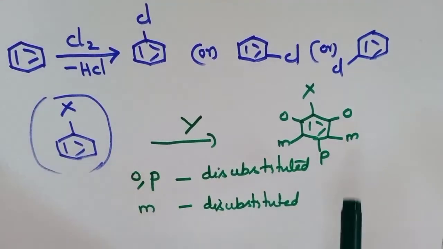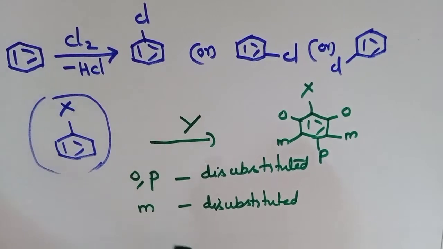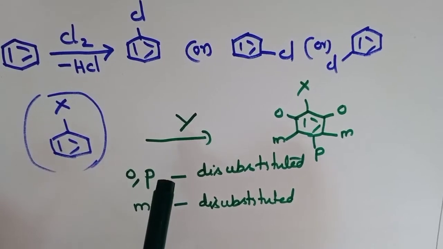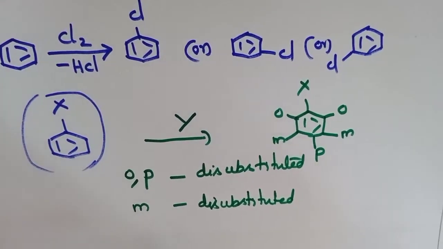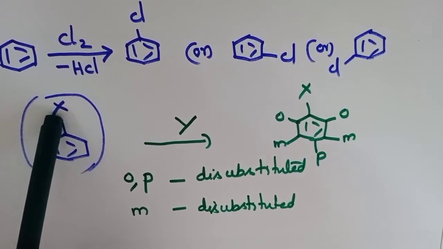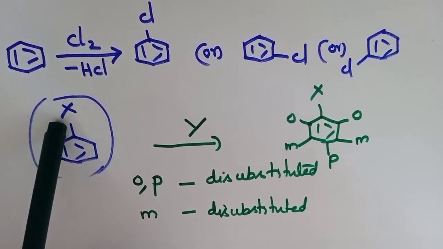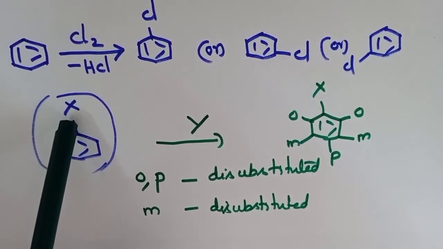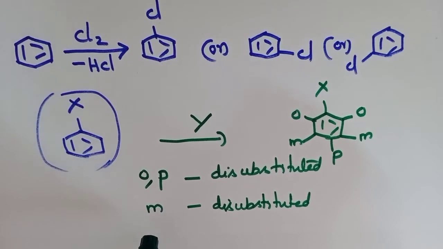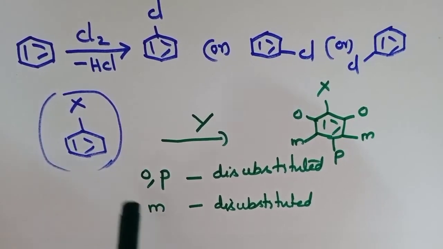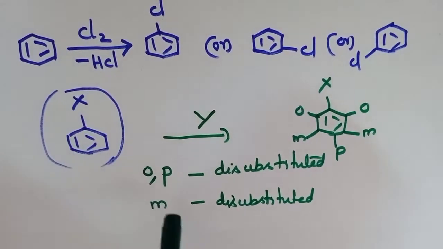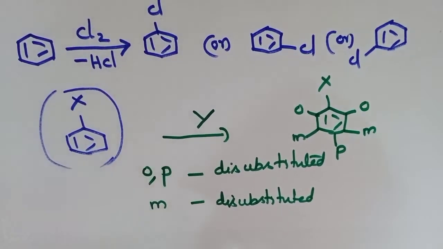Okay, so what is the reason for this? Why in a few cases is the incoming group going to ortho para positions, and in a few cases is it going to meta position? The reason is it depends entirely on the nature of this group, and we call it the orientation effect or directing influence of the group which is already present. It might direct to ortho para position, or sometimes to the meta position. So depending upon the positions it is directing, we can have 2 types of directing groups. They are ortho para directing groups and meta directing groups.